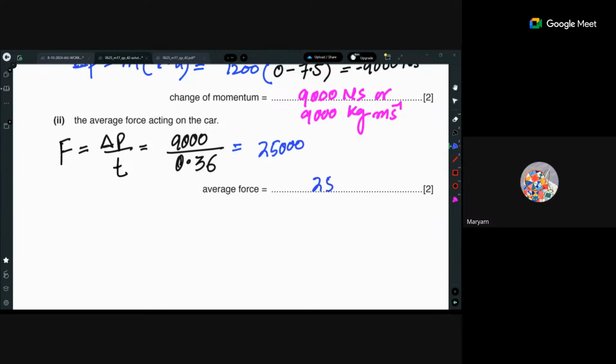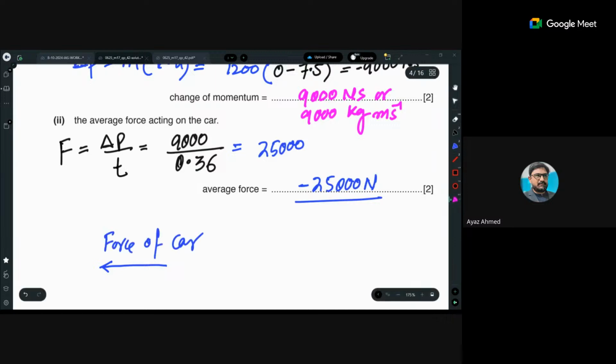No sir, but if it is minus 9,000, then how is this 25,000 Newton without the minus? Yes, I am writing the minus sign everywhere. Up here I also did not write it, because I told you that you will not be penalized. Negative sign shows that the car is applying a force in the forward direction. This is force of car, and as a result the force applied on the car is this one. So this is force at car. You can say force of car, meaning force at wall. Okay.